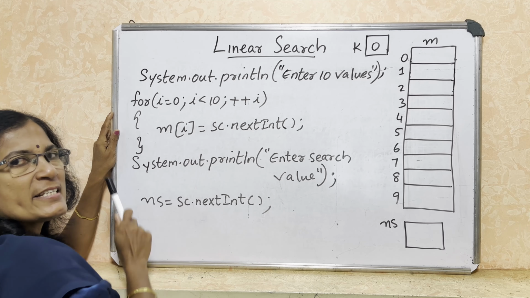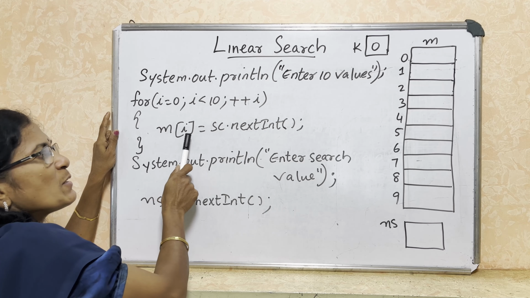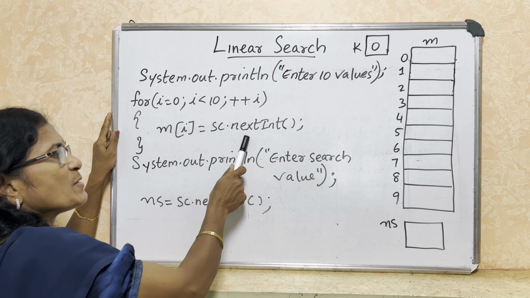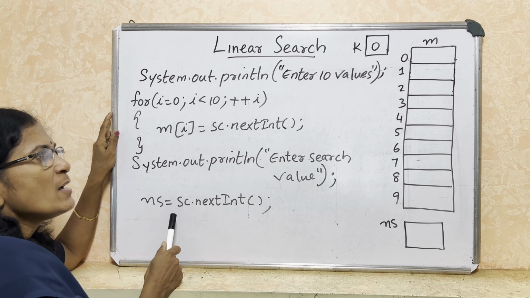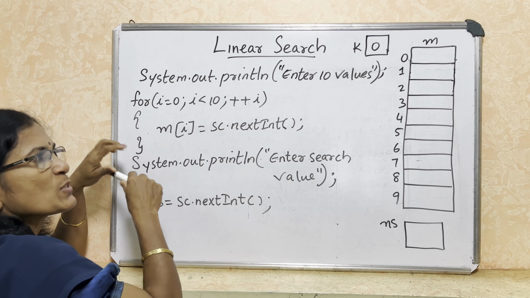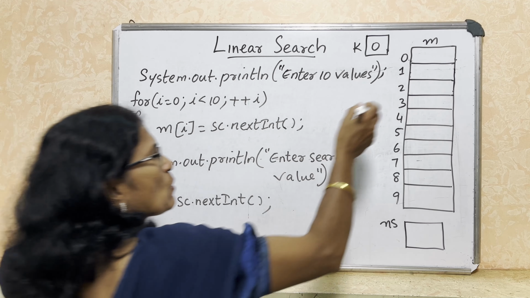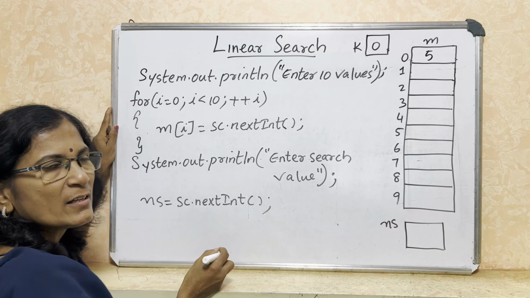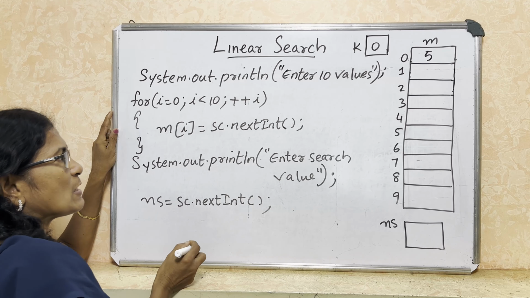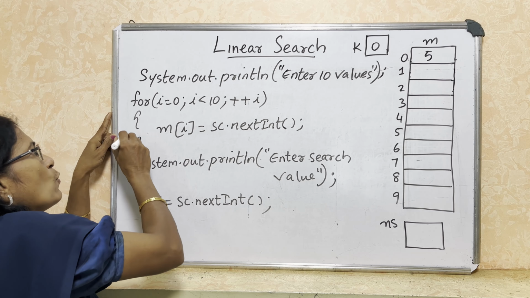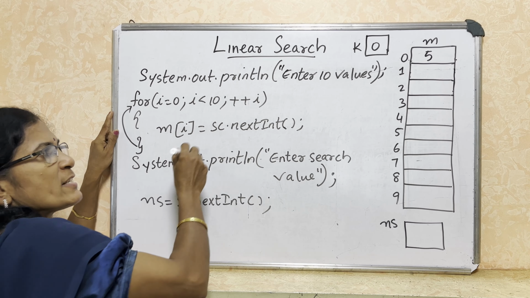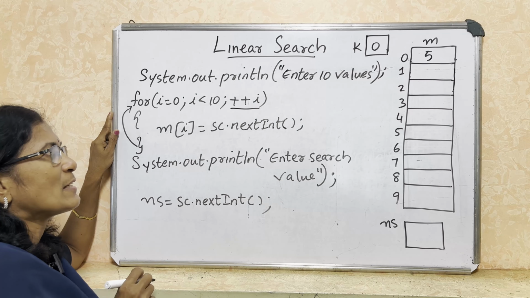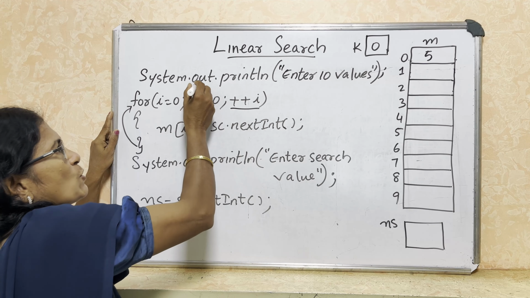When the value of i is equal to 0, m of 0 is equal to sc.nextInt. The Scanner class object's nextInt method is used. So the first value entered by the user will be stored in the first storage location. Assume that the value entered by the user is 5. It got stored in the first storage location. As the closing of the loop is encountered, control resumes back to the updation statement to update the loop index variable. Value of i is updated to 1.